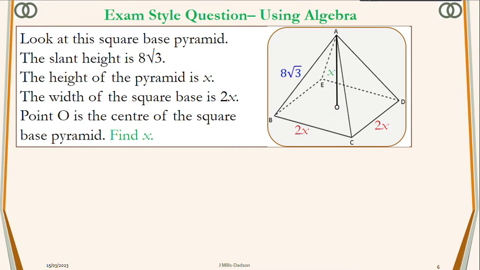This is an exam style question of applying Pythagoras without use of a calculator, because it's an exam style question on a non-calculator GCSE paper. Pause and just have a read of the question. So we have a pyramid, and the square base is 2x by 2x, and the slant height is 8/3, and the height of the pyramid itself is x. We're supposed to work out the value of x.